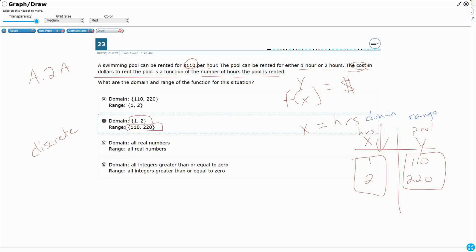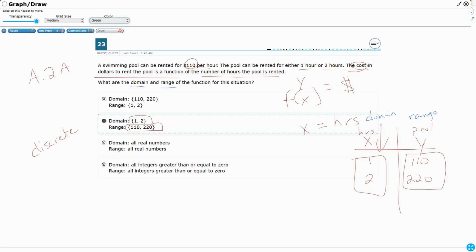Now this one is really looking at, there's no calculation needed. It's really looking at what does it mean to be the domain? What does it mean to be the range? They're not 100% identified in the problem. So you have to read the problem and interpret it and figure out what are the dependent and the independent variables.